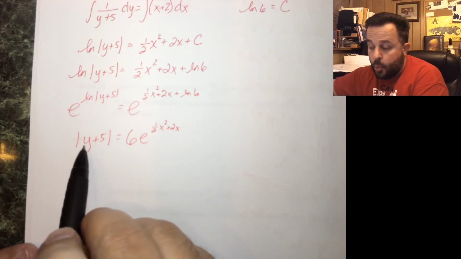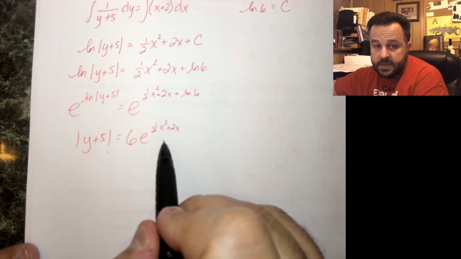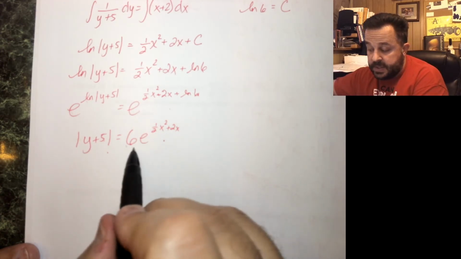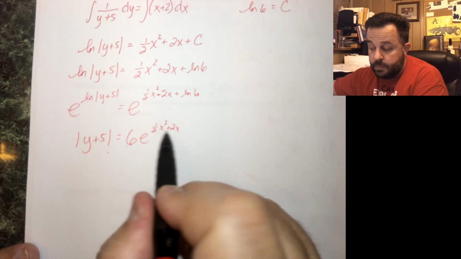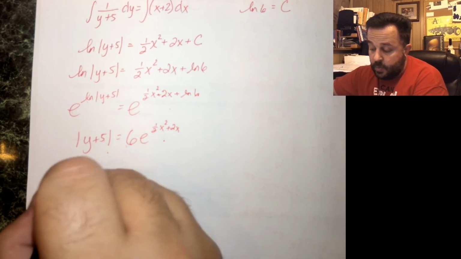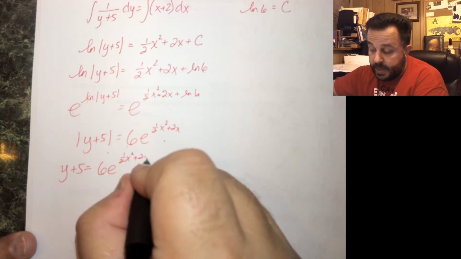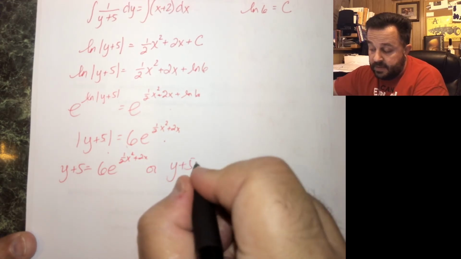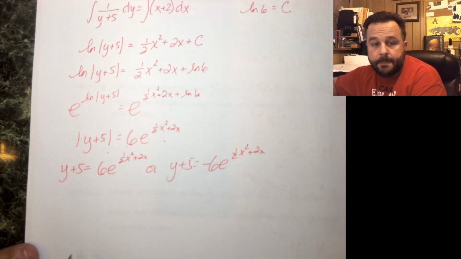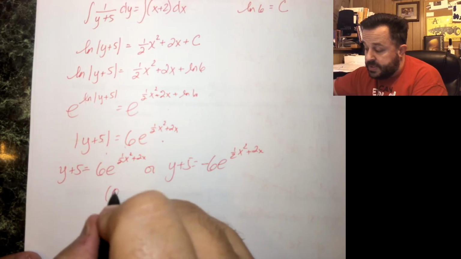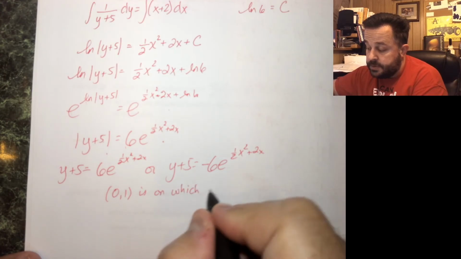Now again, the absolute value of y plus 5 is this. So y plus 5 could be 6e to the 1/2 x squared plus 2x, or it could be negative 6e to the 1/2 x squared plus 2x. So let me just write that. Does y plus 5 equal 6e to the 1/2 x squared plus 2x, or does y plus 5 equal negative 6e to the 1/2 x squared plus 2x? To answer this, we have to ask, the point 0, 1, which is our initial condition, is on which function?